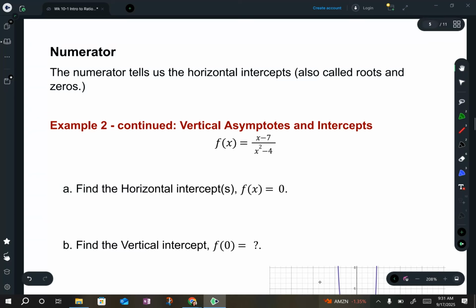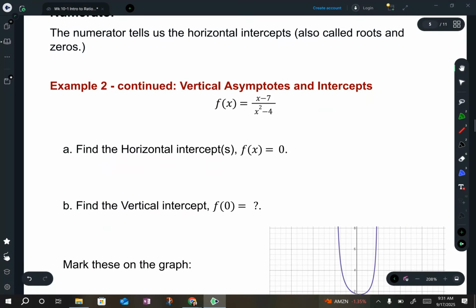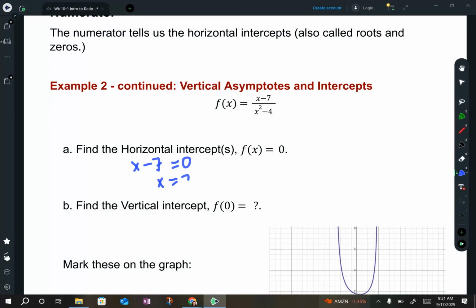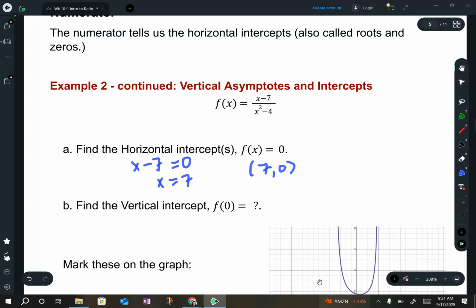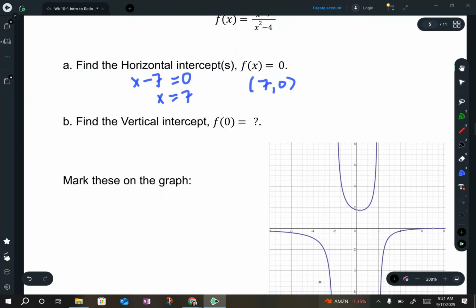f of x equals x minus 7 over x squared minus 4. Let's find the horizontal intercept or intercepts, and that's going to be where we set the numerator equal to 0. So x minus 7 equals 0. That means x equals 7. So that's the point (7, 0). And let's go ahead and just find that one on the graph. It's right here. (7, 0), the one horizontal intercept.